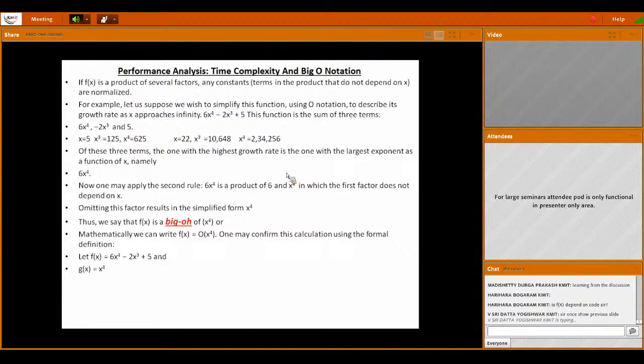So the last two statements, f(x) has been reduced to g(x). Now the original f(x), having three terms, has been reduced to g(x) with the most significant term.